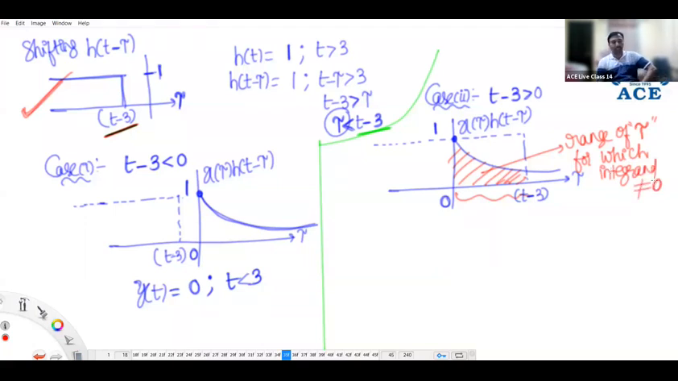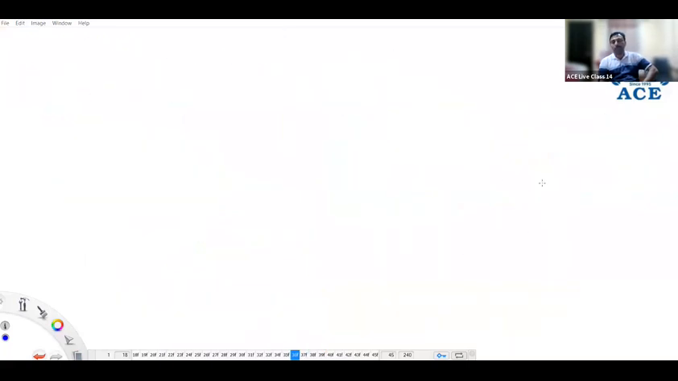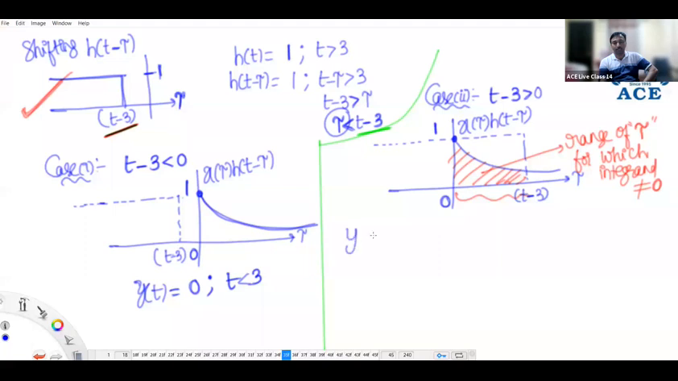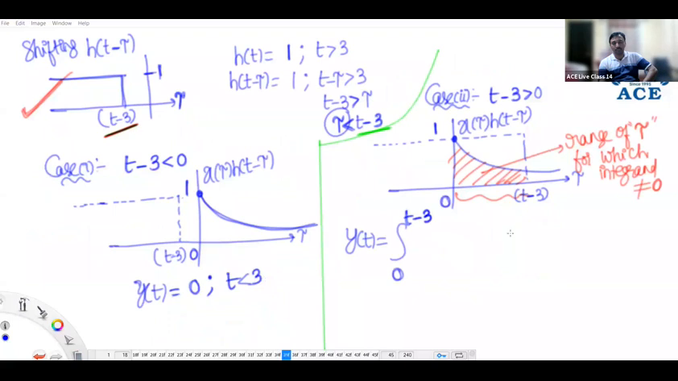Convolution limits are not from minus infinity to infinity. According to our formula, they are from minus infinity to infinity, but now we have a valid range of 0 to t minus 3. What is x(t) given? e power minus 2t u(t), which means x of tau is e power minus 2 tau u of tau. h of t minus tau is 1. Just integrate, you will get the answer.